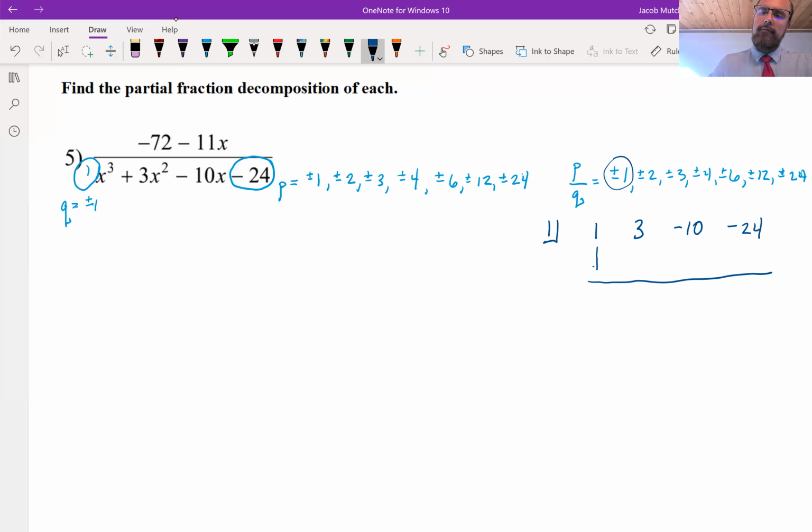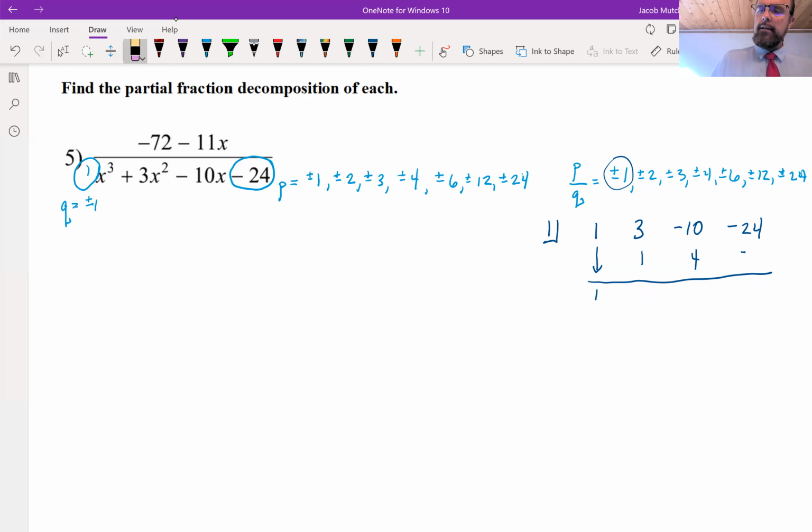I'll carry down that first 1, and then I'm going to multiply. 1 times 1 is 1. And then I'll add 3 plus 1 is 4. Now I'll multiply again. 1 times 4 is 4. Negative 10 plus 4 is negative 6. 1 times negative 6 is negative 6. So that didn't work. I need a 0 there at the end. So I'm just going to start again.